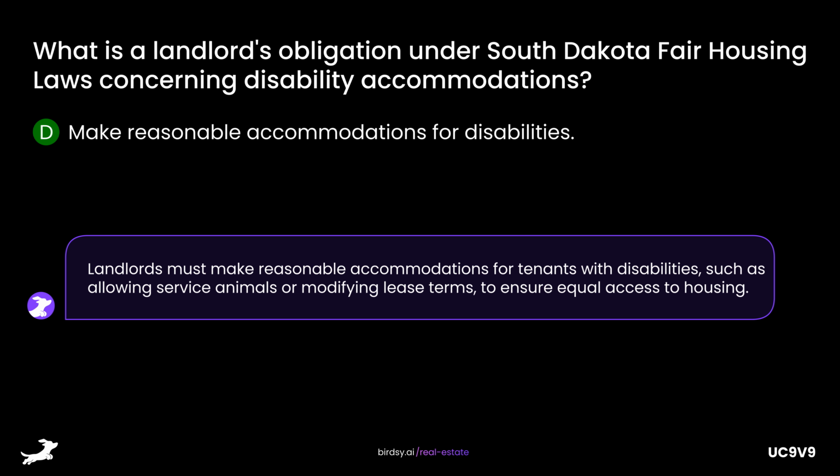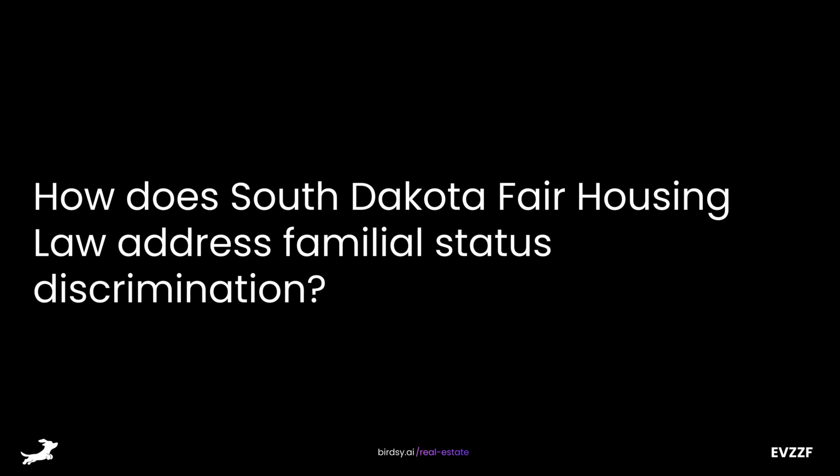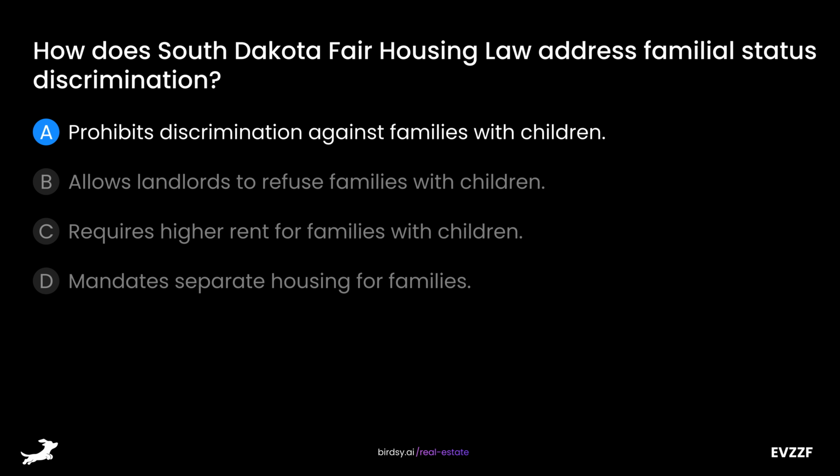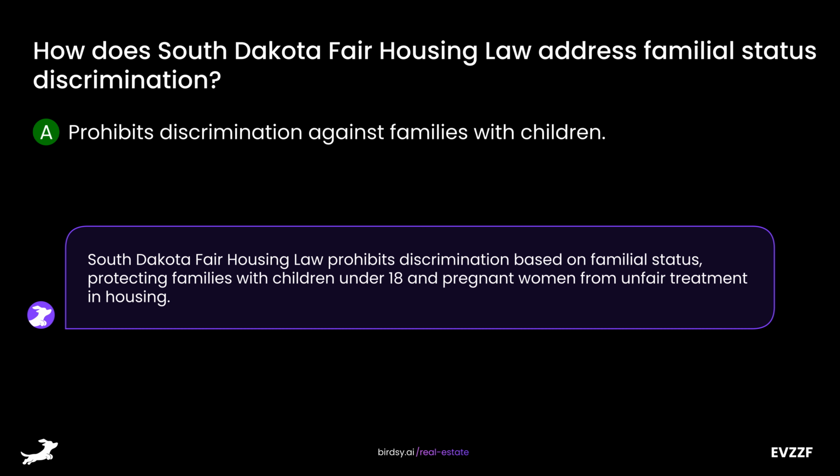equal access to housing. How does South Dakota Fair Housing Law address familial status discrimination? Is it A, prohibits discrimination against families with children, B, allows landlords to refuse families with children, C, requires higher rent for families with children, or D, mandates separate housing for families? The answer is A, prohibits discrimination against families with children. South Dakota Fair Housing Law prohibits discrimination based on familial status, protecting families with children under 18 and pregnant women from unfair treatment in housing.